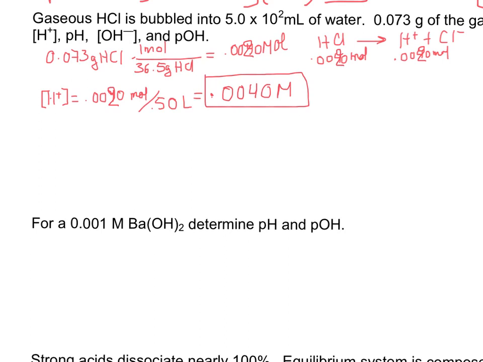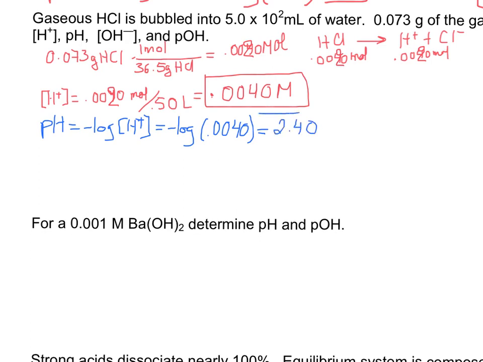All right, next I can find my pH. So my pH is equal to negative log of the H+ concentration. So that is equal to negative log of 0.0040. And so that is equal to 2.40.